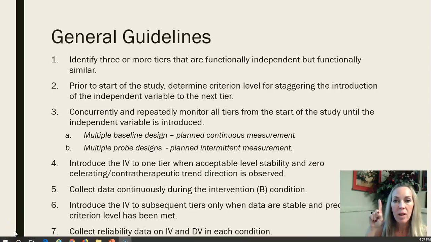Let's quickly review them. First, we want to identify 3 or more tiers that are functionally independent yet functionally similar. So prior to the start of the study, you determine your mastery criterion level so you know when to move from one tier to the next. And then at the same time, you're concurrently monitoring all 3 tiers. You want to make sure you've got baseline data that show consistency of effect, and we can establish a functional relation when we see that only in each tier, as intervention is put in place, do we see any movement in that baseline data.